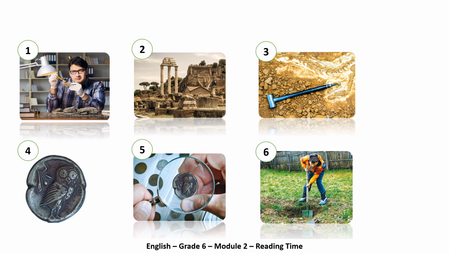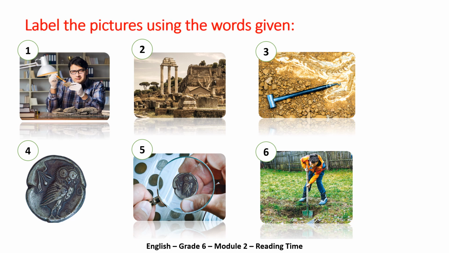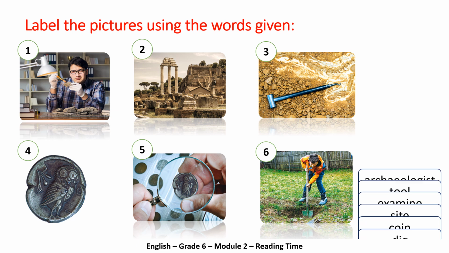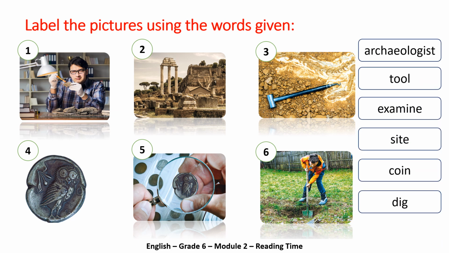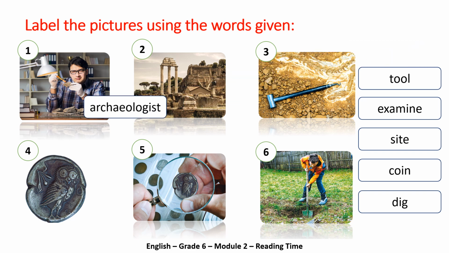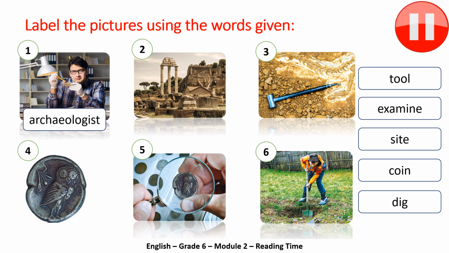Assessment time. Here is an exercise which is label the pictures using the words given. Let's read the words. Archaeologist, tool, examine, site, coin, and the last one is dig. Let's do number 1 together. Picture number 1. What do you think this is? This is an archaeologist. Now, pause the video till you finish matching the words to the pictures.